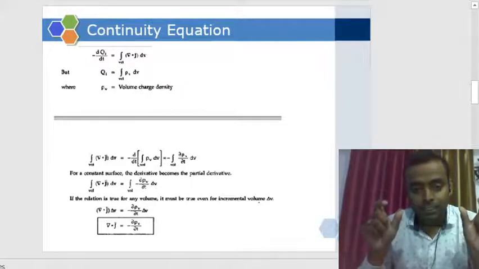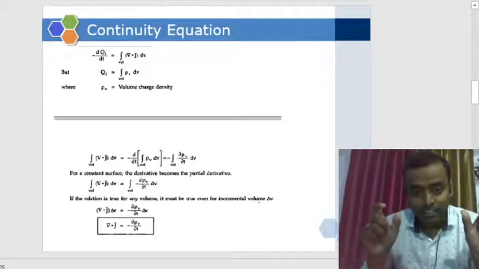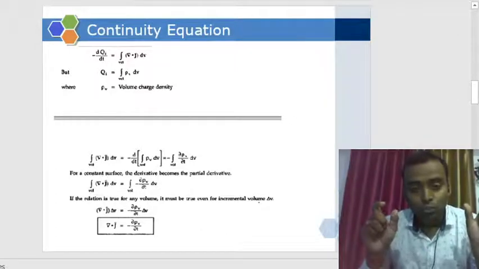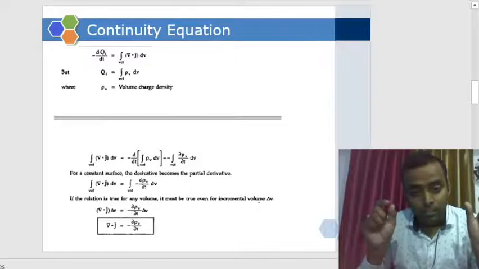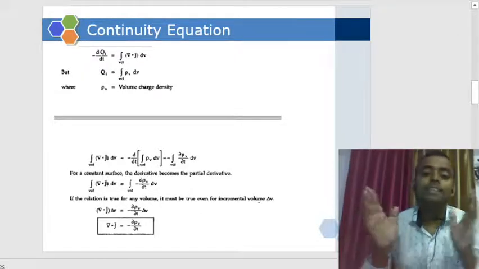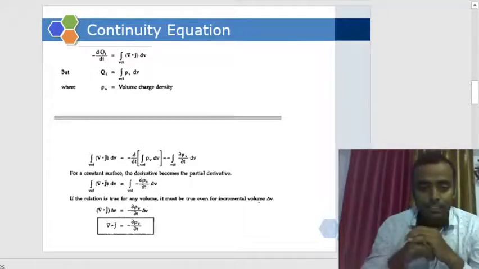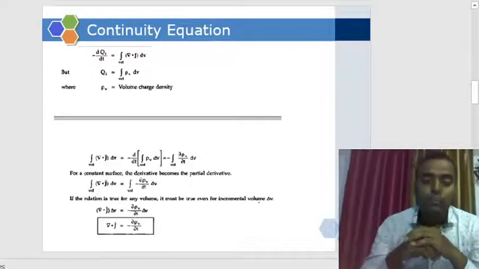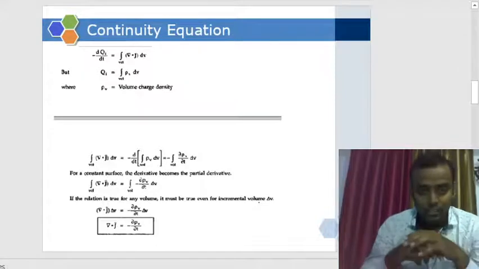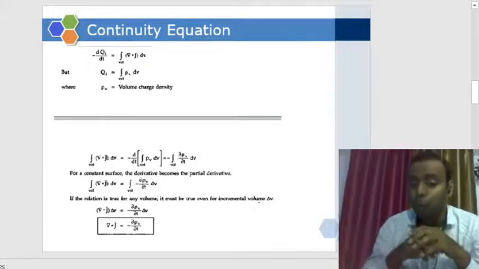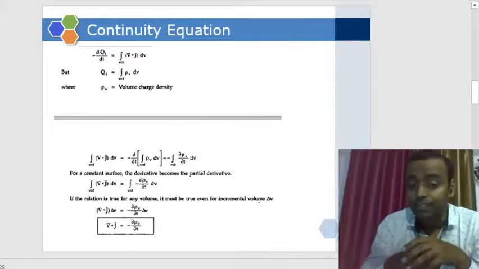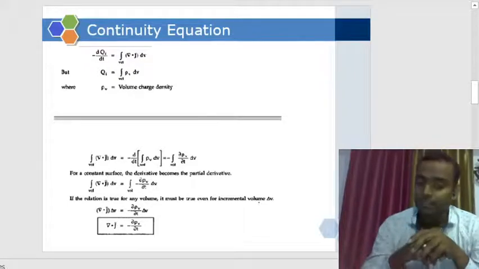It is a relationship between surface integral and volume integral, which states that the surface integral of any vector is equal to the volume integral of divergence of that same vector, isn't it? So the equation which we have got here, minus d by dt of qi is equal to volume integral of del dot j dv. This is from divergence theorem.